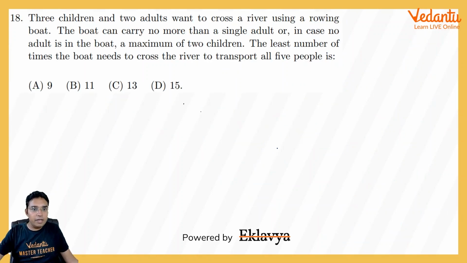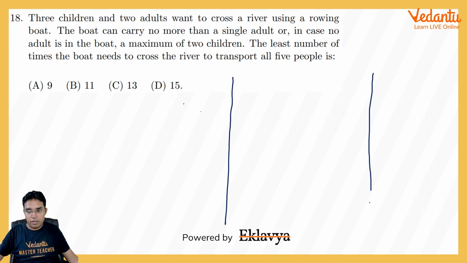Now coming to the next question, that is 18. 3 children and 2 adults want to cross a river using a rowing boat. The boat can carry no more than a single adult, or in case no adult is in the boat, a maximum of 2 kids. The least number of times the boat needs to cross the river to transport all the 5 people is. Okay. So let us make 2 ends of the river, and in the beginning we are having 3 kids, 2 adults.